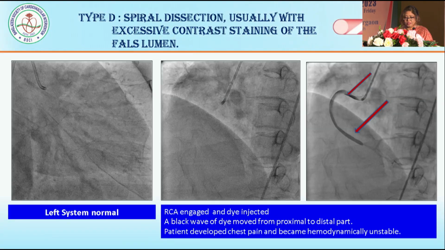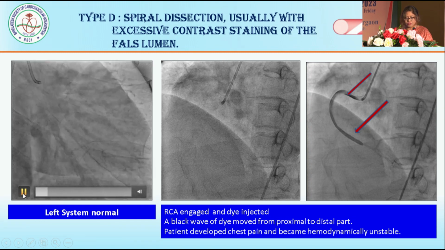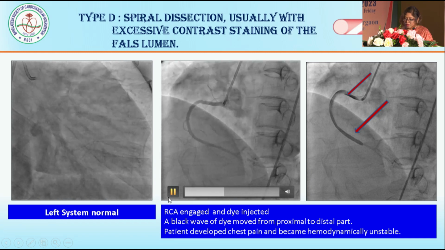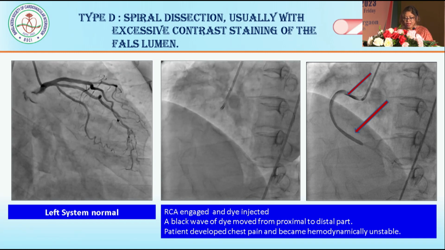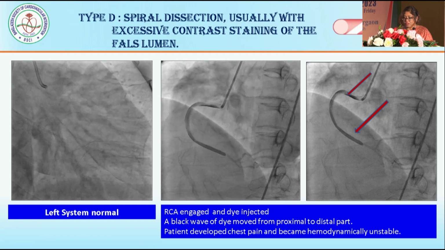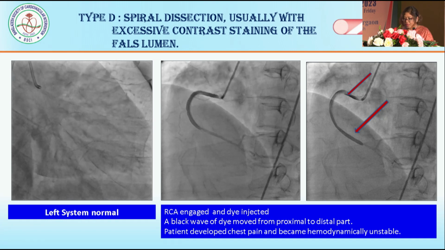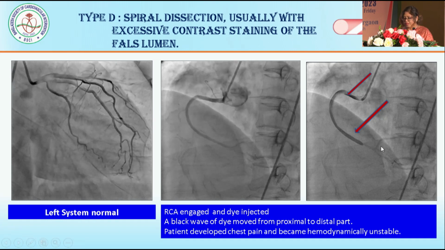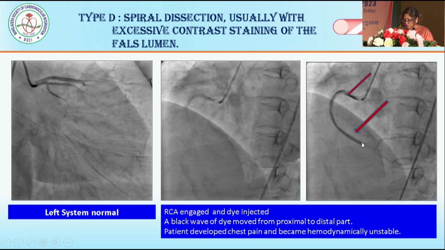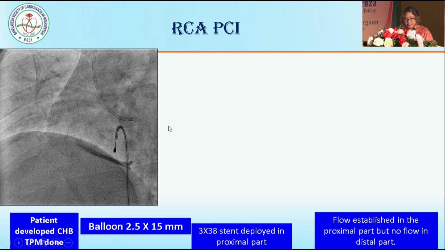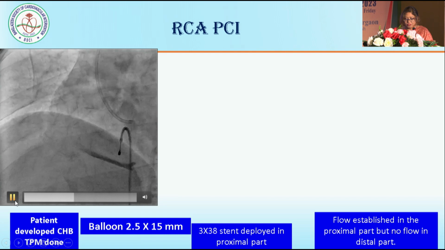Then another case, a female patient with chest pain, ETT was positive. The left system was normal, but the RCA was engaged and the dye injected. It was like a black wave of dye moved from proximal to distal. The patient developed chest pain and became hemodynamically unstable. You can see the distal portion was totally occluded, PDA and PLV. You can see the dye held, occluding the PDA and PLV, and the patient was hemodynamically unstable.